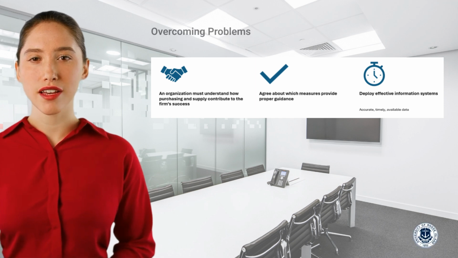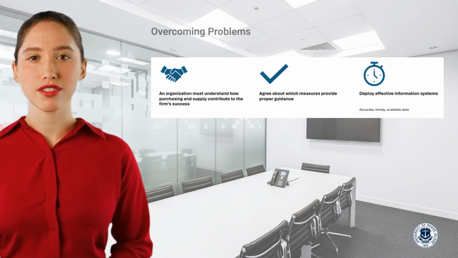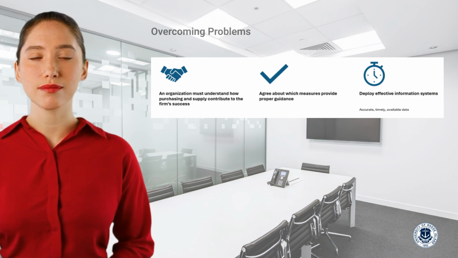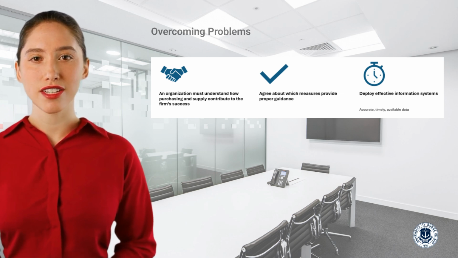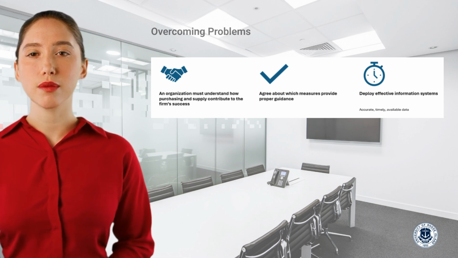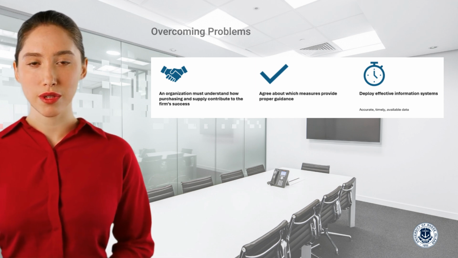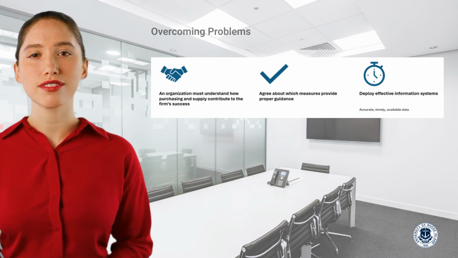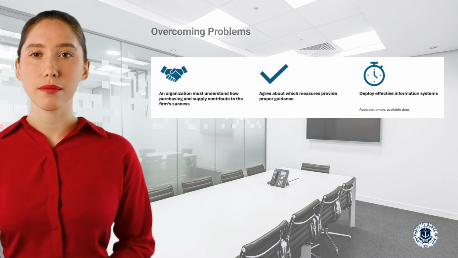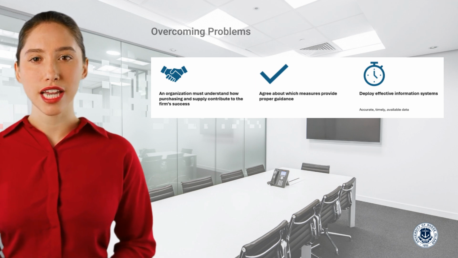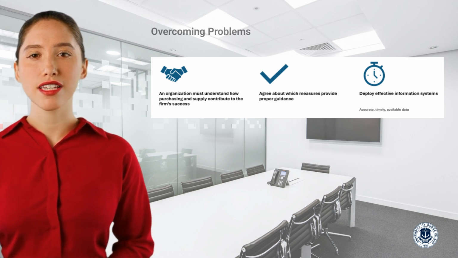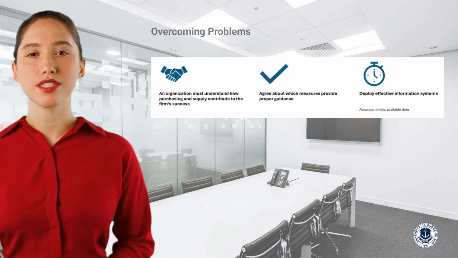To overcome these challenges, organizations must clearly understand how purchasing and supply management contribute to company success. Managers must agree on which performance measures truly reflect organizational priorities. Companies also need effective information systems that provide accurate, timely, and accessible data. Without reliable data, even well-designed performance measurement systems will fail.